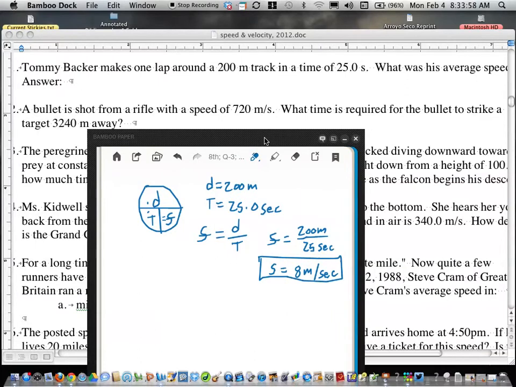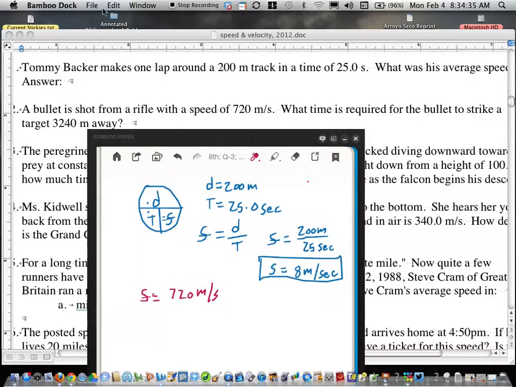The second one, in similar fashion, we're going to solve it using the steps that we know, using the circle formula. First, we have to figure out what we do know. What we do know is this number, 720 meters per second. And what is that? What number does that represent? Yes. Good. S equals 720 meters per second of the bullet. So that bullet's going 720 meters a second.